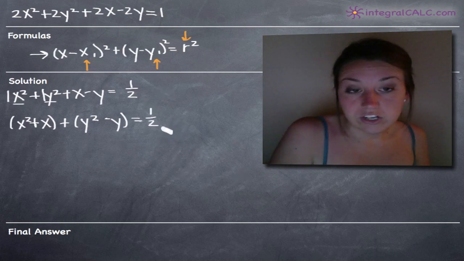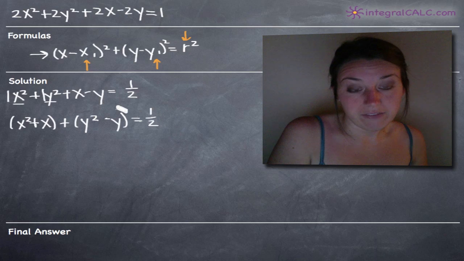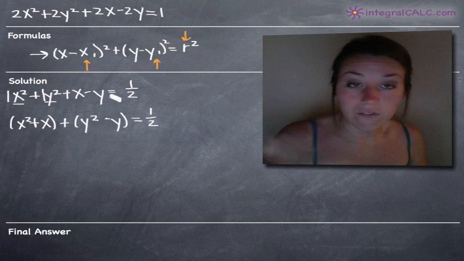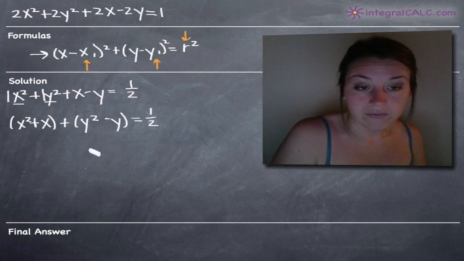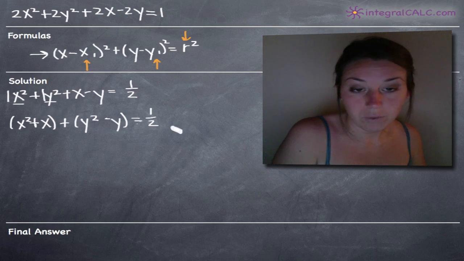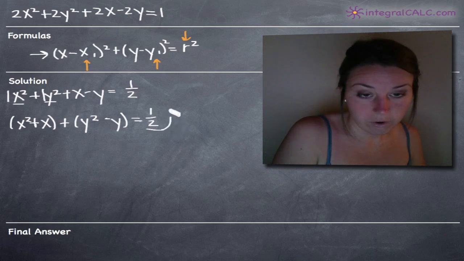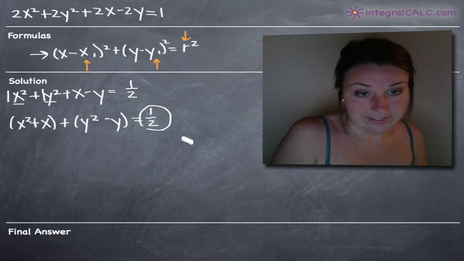And the other thing you want to do is if you've got any constants on the left-hand side of your equation, you want to move all of them to the right-hand side. So we have nothing besides our x terms and our y terms. All of our constants are over here on our right-hand side.